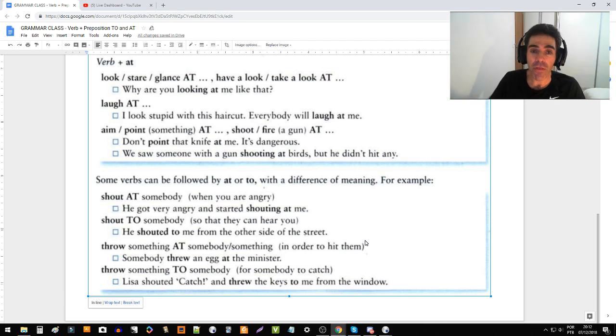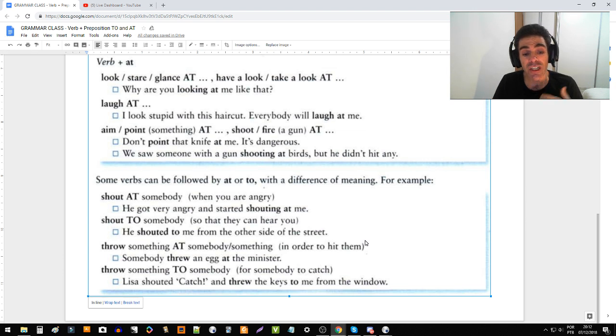Somebody threw an egg at the minister, at the politician, at the president. You throw something at. But if we have throw something to somebody, you're throwing something for somebody to catch.